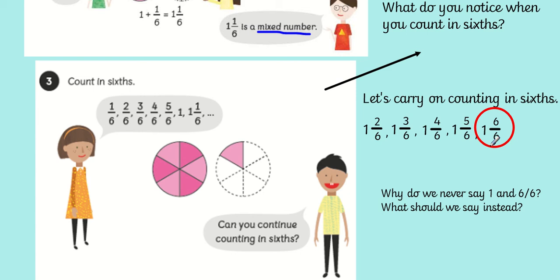Ooh, why do we never say 1 and 6 sixths? What should we say instead? Have a think about that. Yeah, that's right. It's not 1 and 6 sixths, is it? 6 sixths is a whole. It's just going to be 2. And then after that, we carry on with 2 and a sixth, and 2 and 2 sixths, and carry on like that.